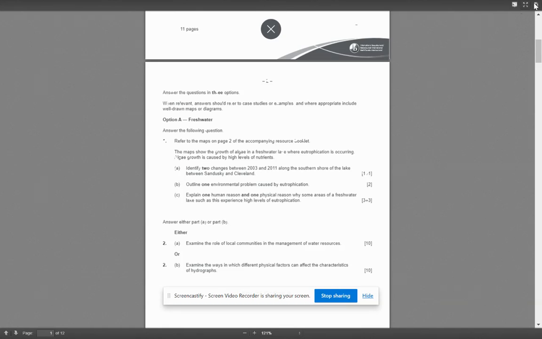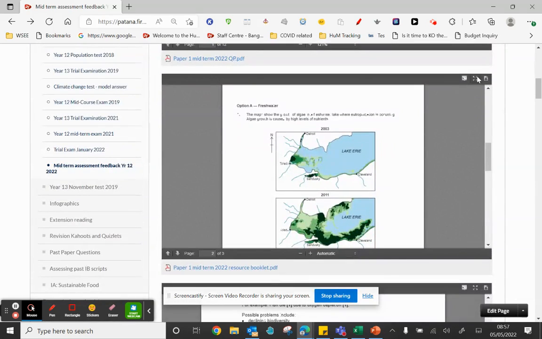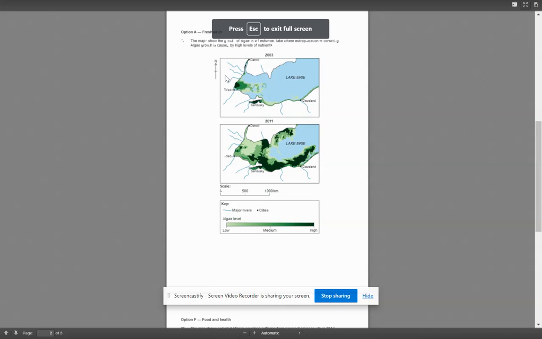So let's have a look at the insert for this. There we go. What we can see here, we've got a compass direction. Always look to see what's available. That's 2003, 2011. We've got a scale there, which gives an idea about the size of the area affected. And then we've got this key with the major rivers, cities, and the level of algae from low to high. So, identifying two of these changes.